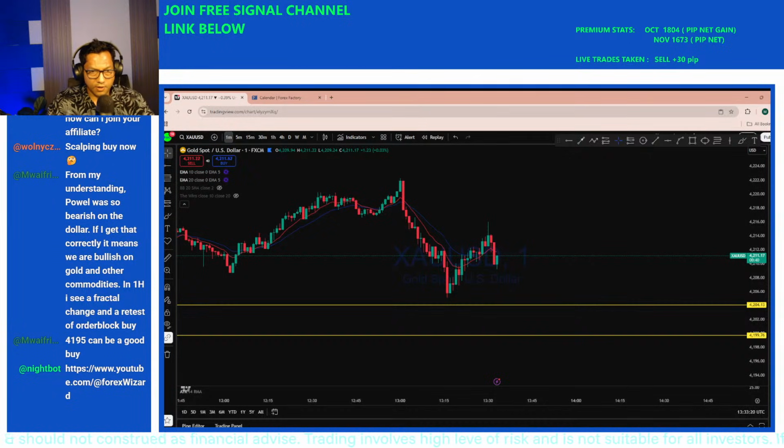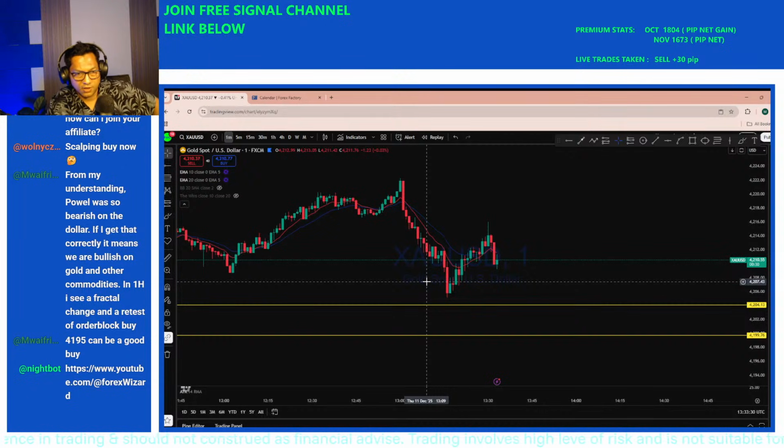Scalping buy. From my understanding, Powell was so bearish on the dollar. If I get it correctly, it means we are bullish on gold and other commodities. 1 hour, see the fractal change and a retest of order block buy for 9.5 can be good. 4195.